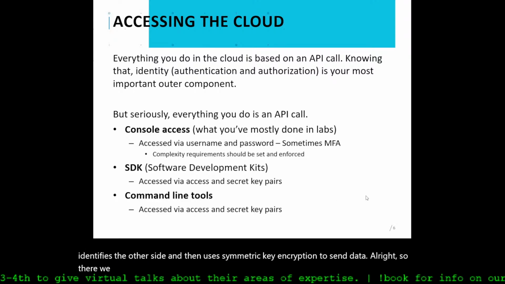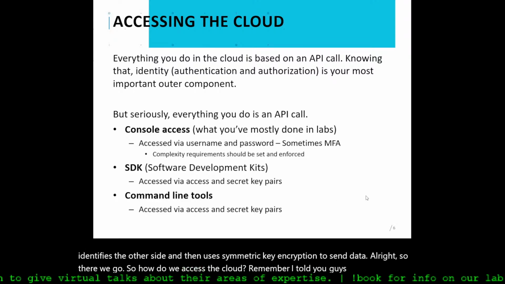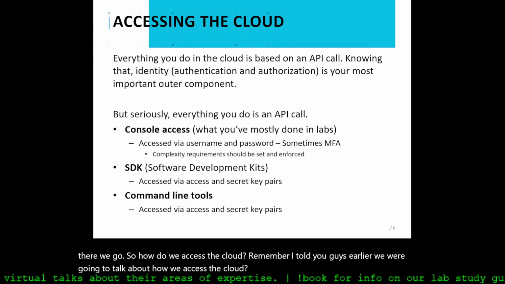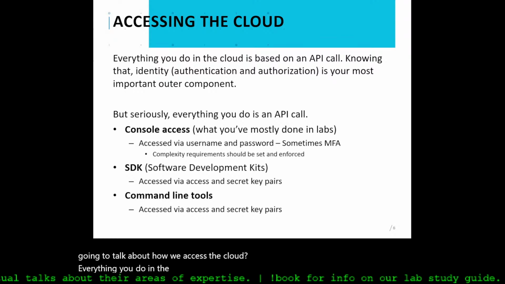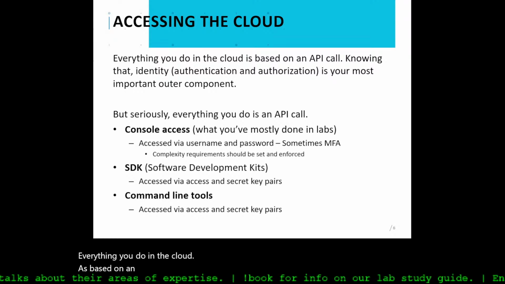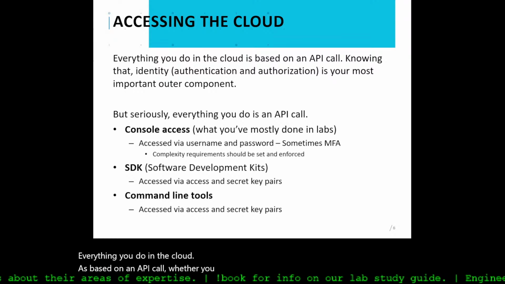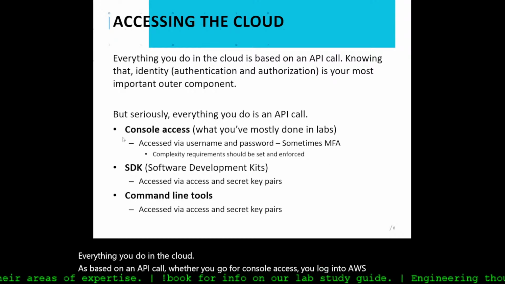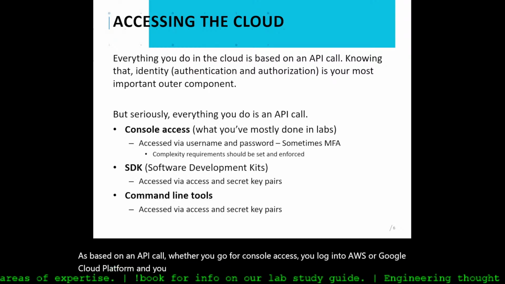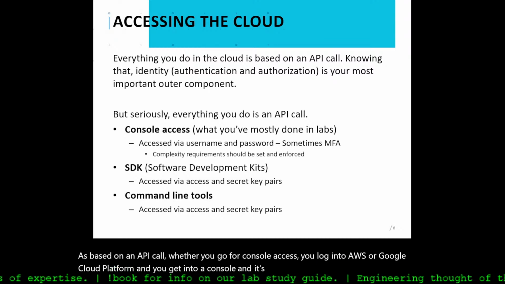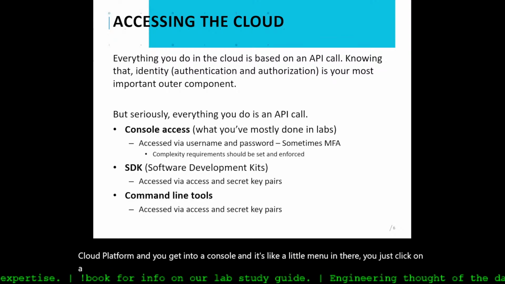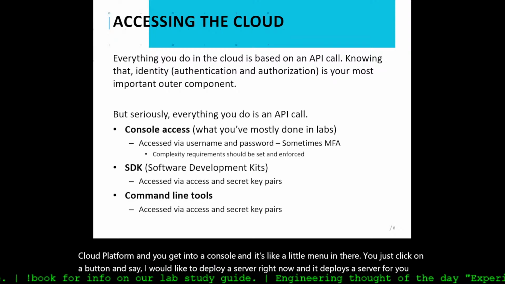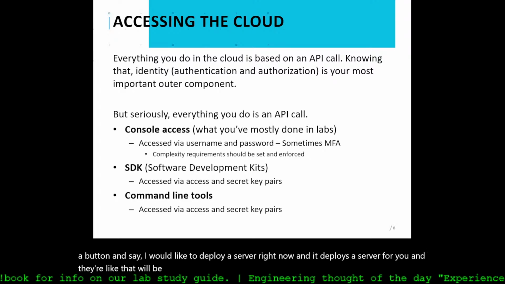So how do we access the cloud? Remember I told you guys earlier we were going to talk about how we access the cloud? Everything you do in the cloud is based on an API call. Whether you go for console access, you log into AWS or Google Cloud Platform and you get into a console, and it's like a little menu in there. You just click on a button and say, I would like to deploy a server right now. And it deploys a server for you. And they're like, that will be 14 cents an hour, sir.